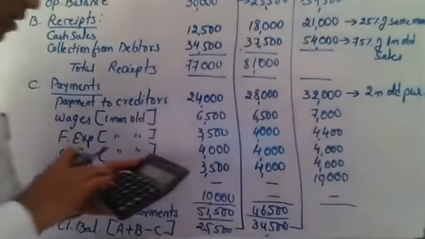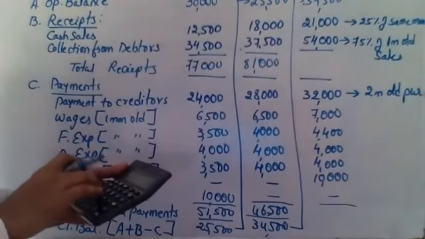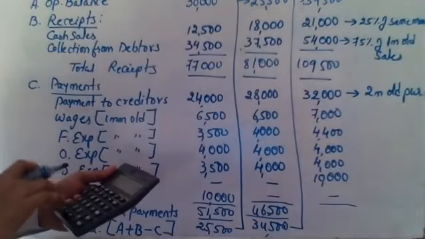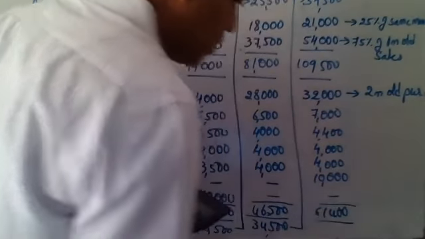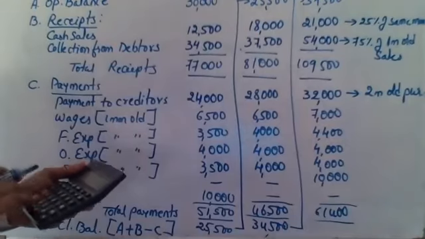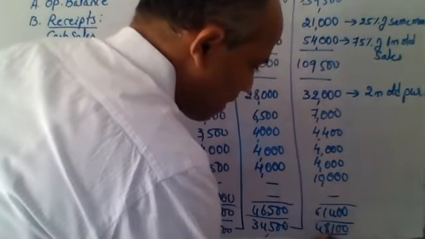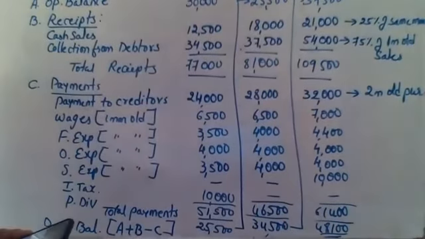So again, 34,500 plus 21,000 plus 54,000 gives me 1,09,500. You get the payments: 32,000, 7,000, 4,400, 4,000 plus 4,000 plus 10,000. It is 61,400. So it is 1,09,500 minus this, which gives me 48,100. So my closing balance at the end of each month is in front of me.